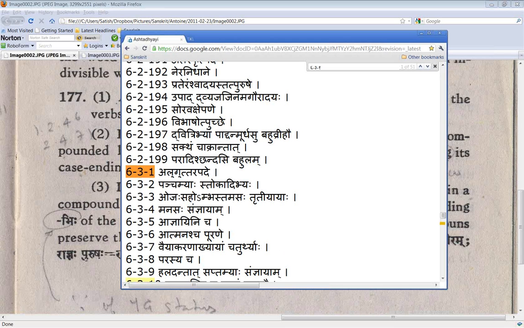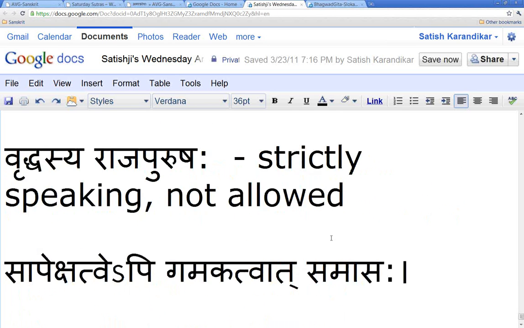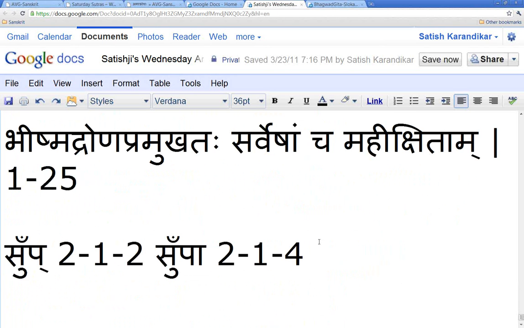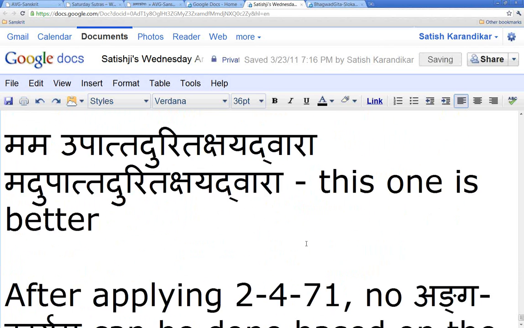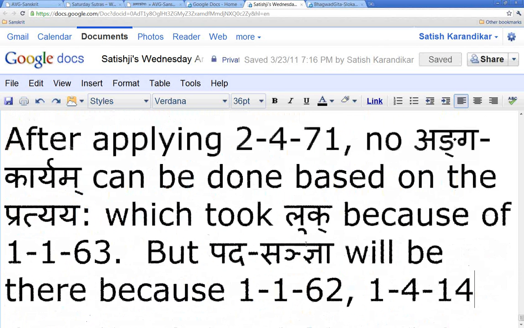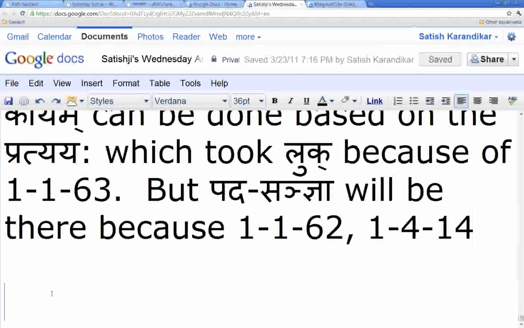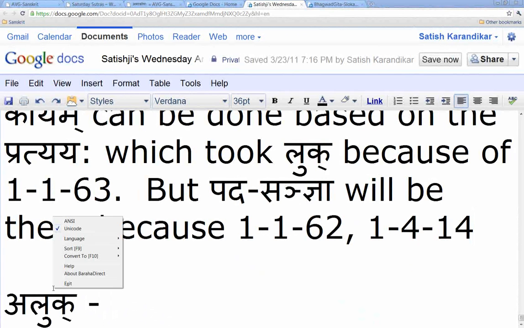Well, now that we brought it up, we put it in the documents. Aluk from 631. So please keep 63 handy for you at all times when you're studying compounds, because that's what is going to happen to the Purva Padam under certain circumstances of a compound. So aluk is part of that. So aluk samasa, 631 to 6324.